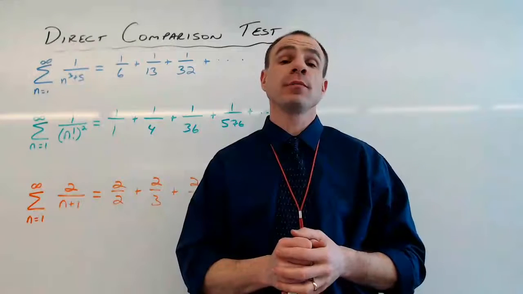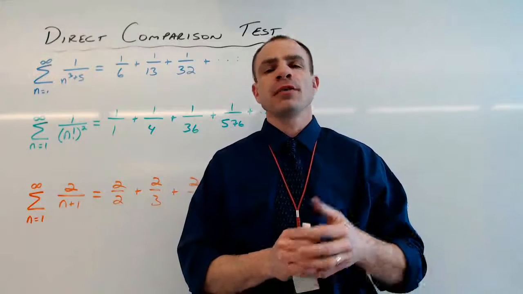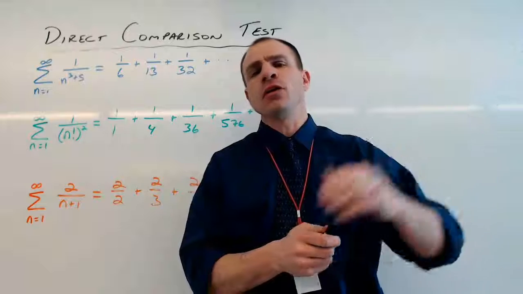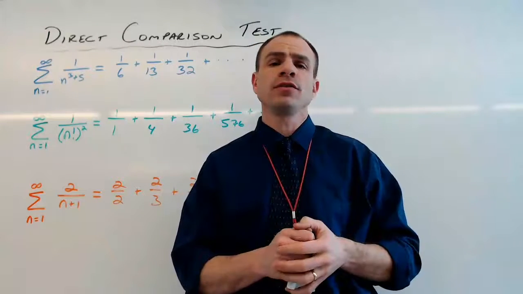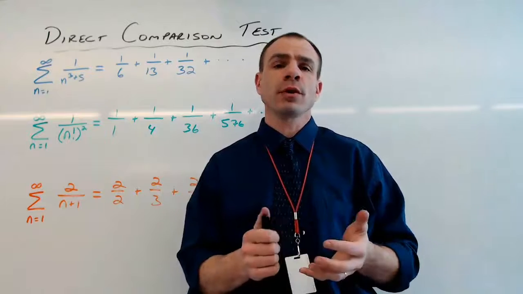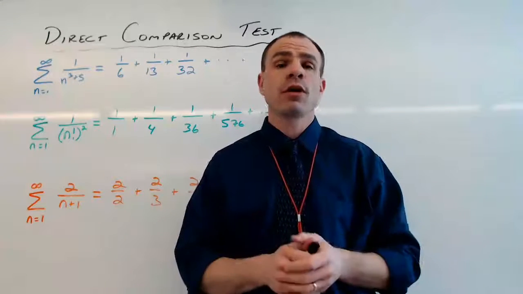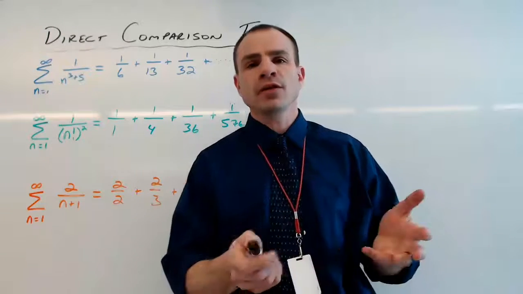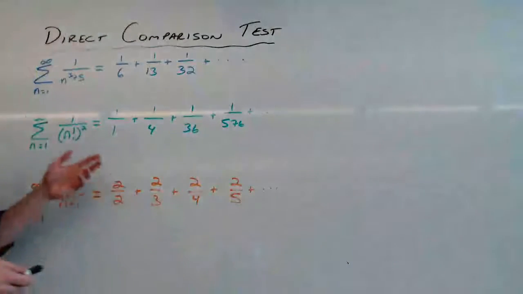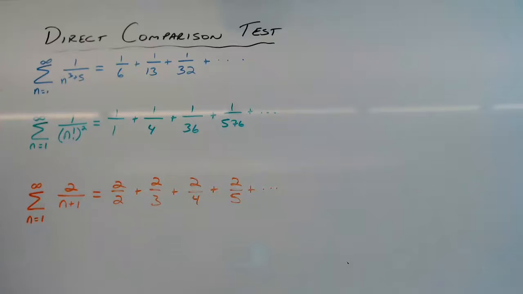Let's put the direct comparison test into action. As I mentioned in the notes, you notice that the p-series quite often is used when you're dealing with the direct comparison test. Not always, but quite often. We're actually going to use it a couple times in this situation as well. The first example that you see on your page and up here on the board is the series where the general term is 1 over n cubed plus 5.